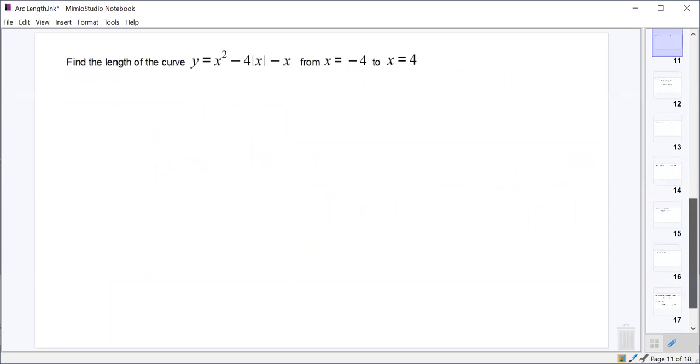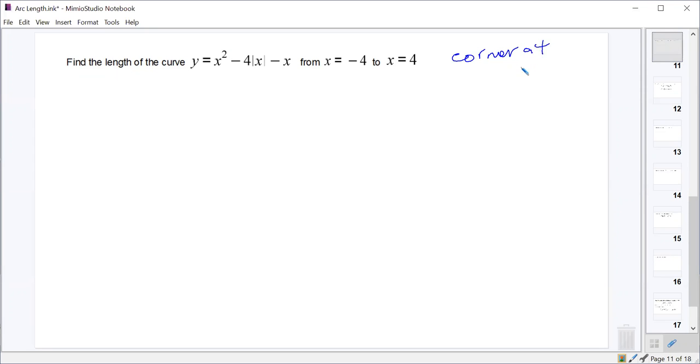All right, let's do another one. This one has some issues to it also. What's the issue with this one between x equals -4 and x equals 4? Yeah. Somebody said in the chat here, it's got a corner. Thank you, Ryan. It's got a corner at x equals 0, right? Because of the 4 absolute value of x. And so in this case, because it's just a simple corner, it's not like a discontinuity or anything weird.